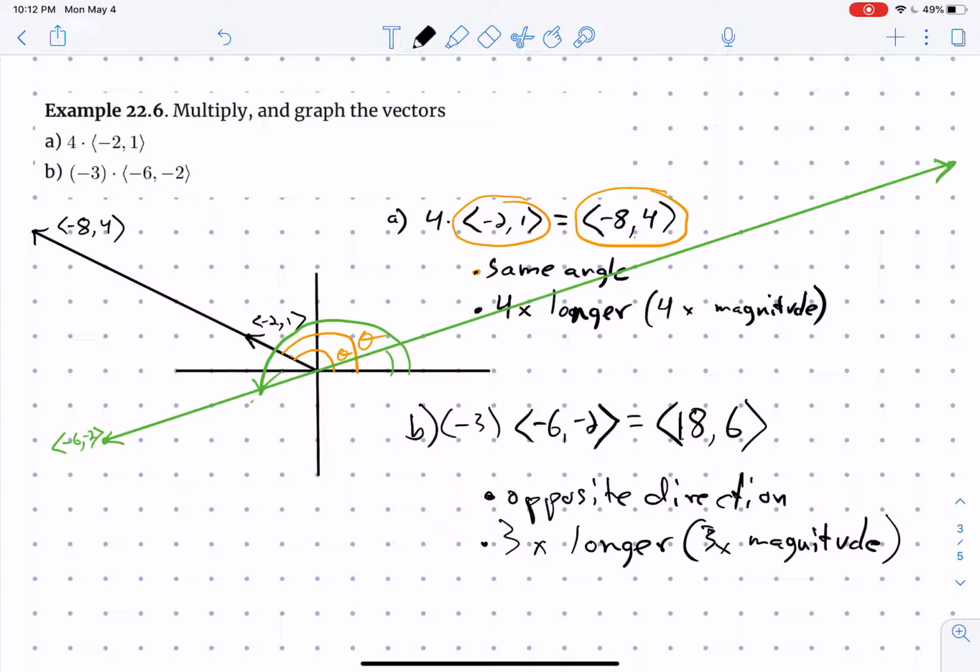And in general, this is true of scalar multiplication of vectors. If you multiply by a positive number, it keeps the angle the same, and it simply adjusts the length by multiplying the length or the magnitude by whatever that number is. If you multiply by a negative, it does the same thing, but instead of keeping the direction the same, it switches it to the opposite direction and multiplies the length by the 3 there. All right, that's it for scalar multiplication.